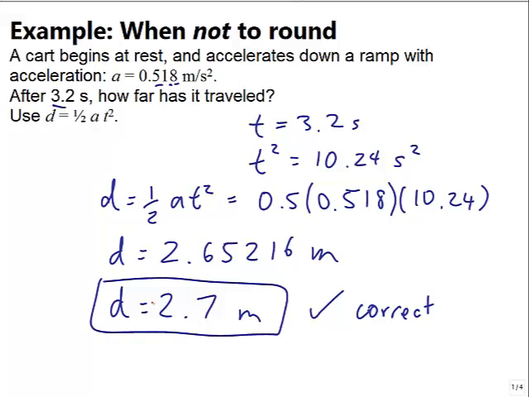And the only reason you round at all is because you don't want to mislead the reader that your final answer has more precision than it does. So when you have intermediate calculations like the t squared here, just leave lots of decimal places.